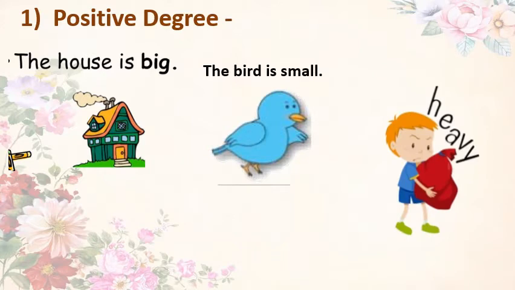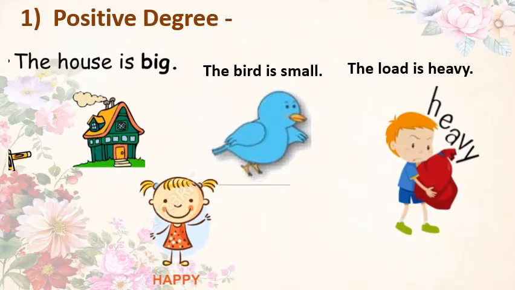See, this boy is carrying a load. The load is heavy. Okay, see this. And the fourth one, the girl is happy. We can see that, correct? Now, dear students, here nouns are there and adjectives are there. See here, degrees of comparison deals with the adjectives. Remember this thing. See, we will encircle the adjectives.